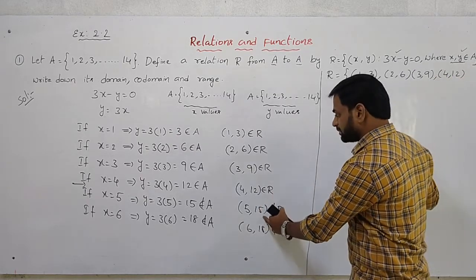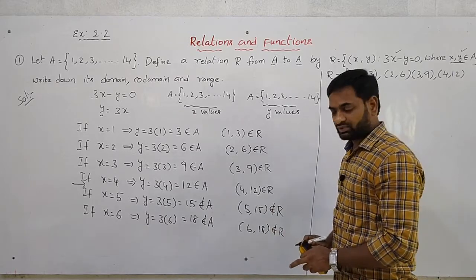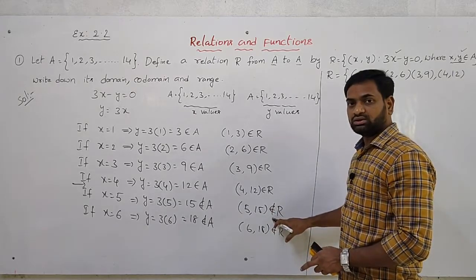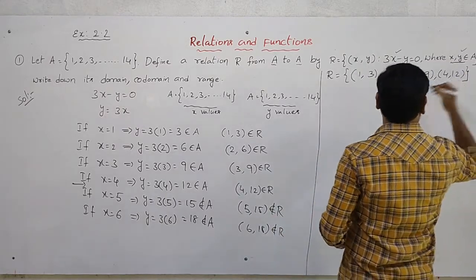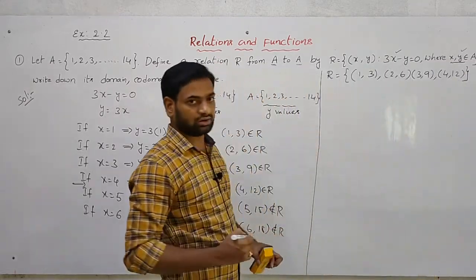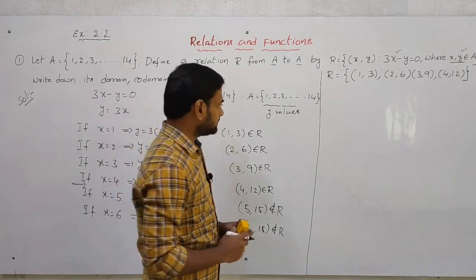Can you take 5 comma 15? No. It does not belong to R, not belong to the relation. So close it by this one. This is the R.